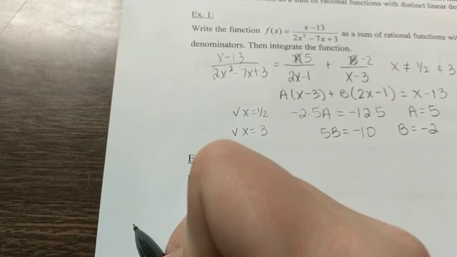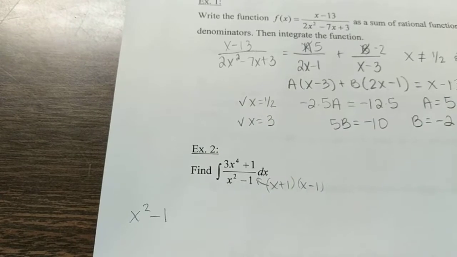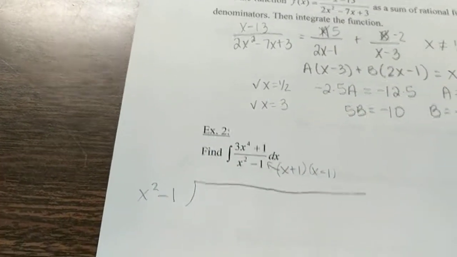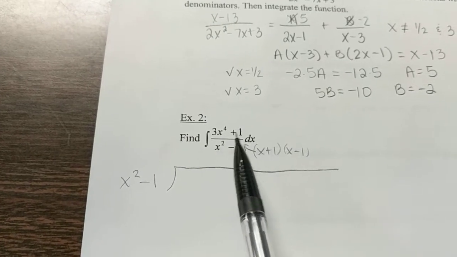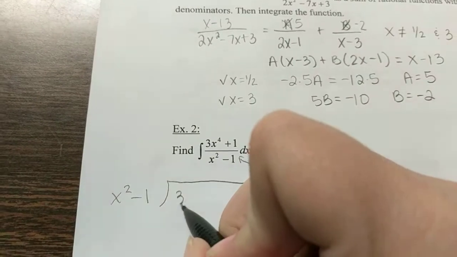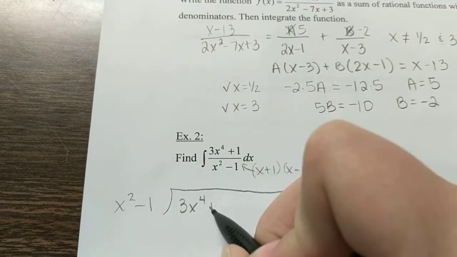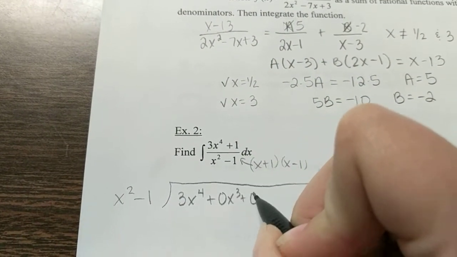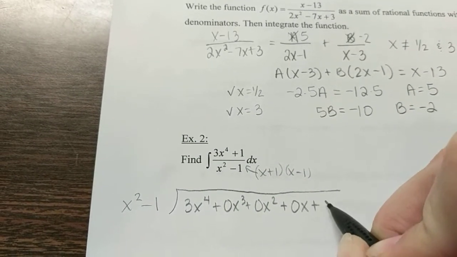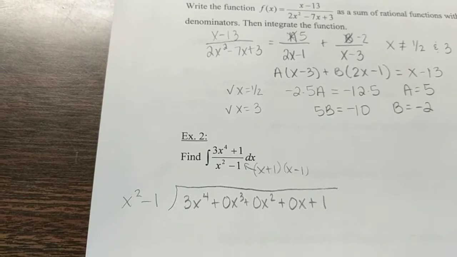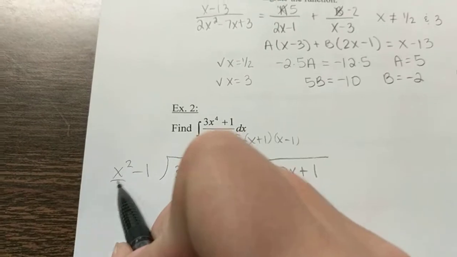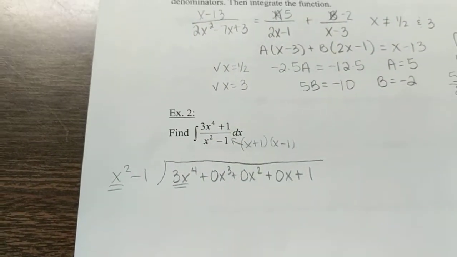So when we do long division, you put the bottom on the outside, and then we put the top on the inside. The problem is we have to fill in all those space holders with zeros. So we have to say, all right, 3x to the 4th, 0x cubed, 0x squared, 0x plus 1. All right, when we do long division, you only look at the first 2 terms.